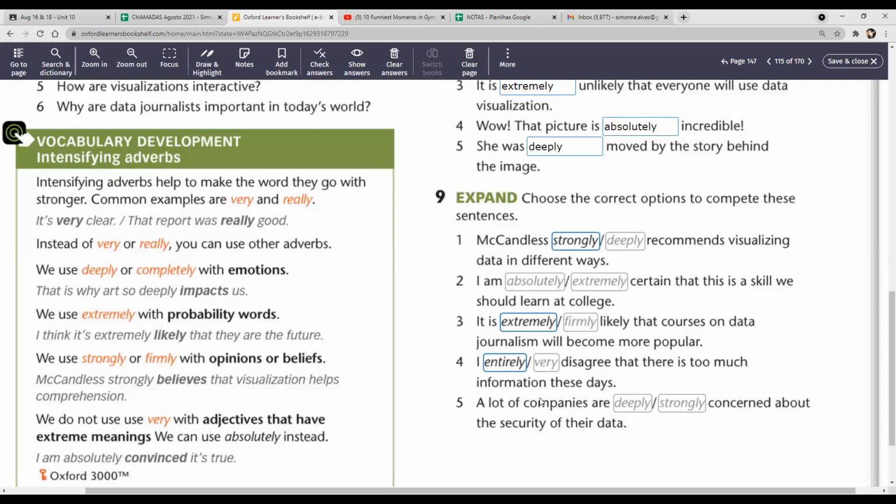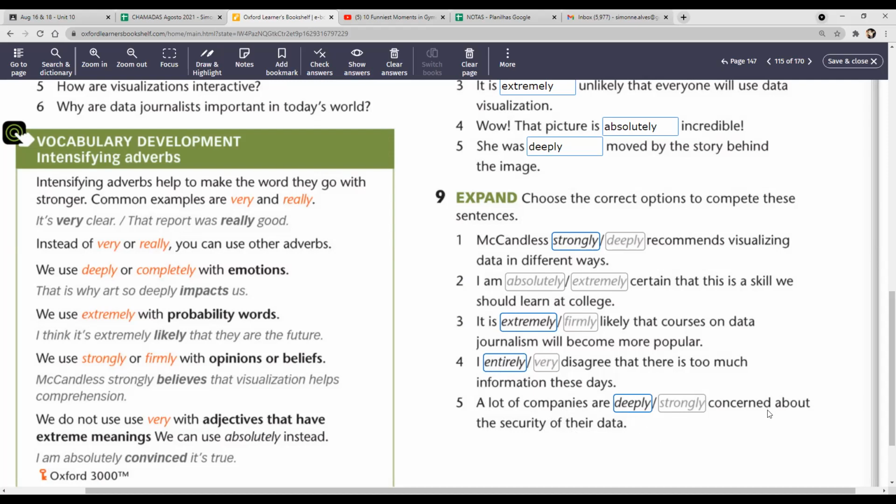I could say I completely disagree. It's not wrong. Okay, Mateus, you could say that. I completely disagree. It's also correct. Okay. It's good to think about when you're speaking completely. I entirely is difficult. Yeah, it's not so usual. Yeah, but it's a synonym to completely. And then number 5, a lot of companies are deeply, because of the emotions. Yes, deeply concerned about the security of their data.